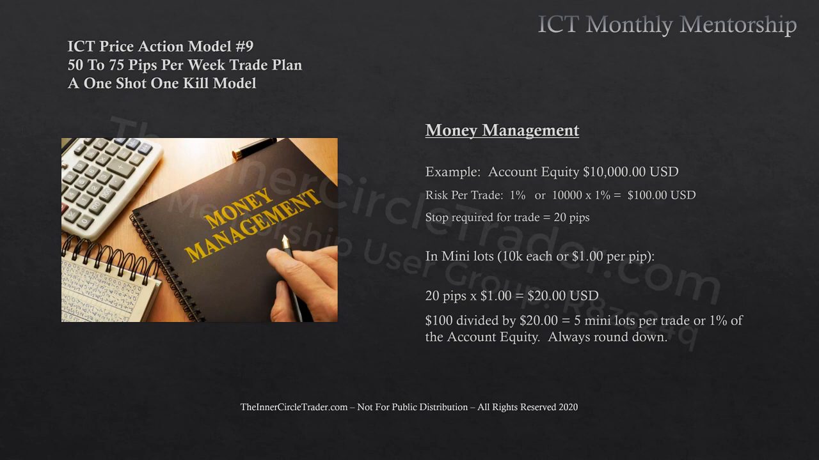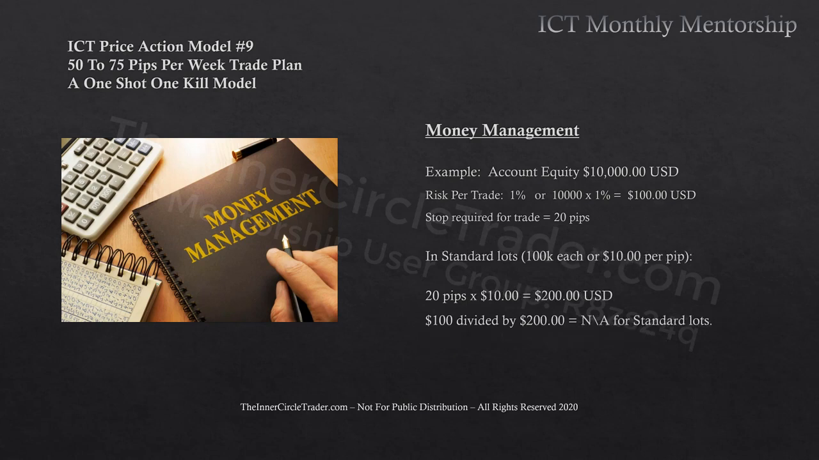So we have a total risk of $100 that we're allowed to assume. With $20 divided into that $100, it allows us to have 5 mini lots per trade, or 1% of the account equity. Always round down. And again, same instance with a hypothetical $10,000 account, 1% risk is $100, and you cannot utilize this framework with a standard lot because it's too much leverage.